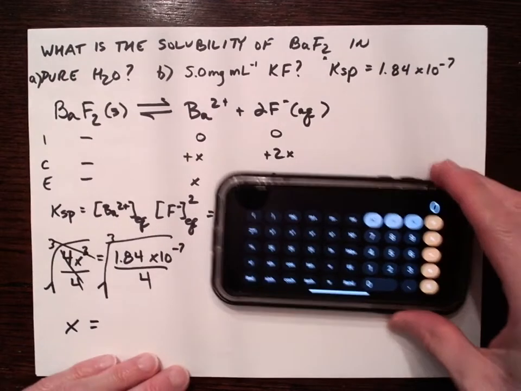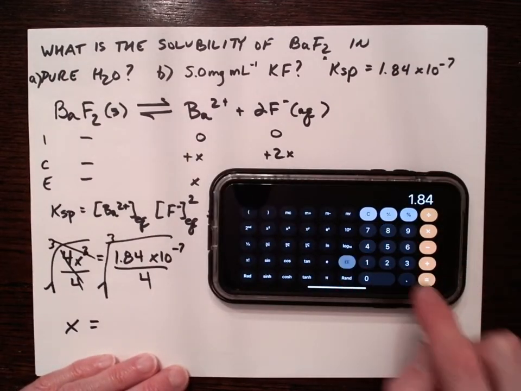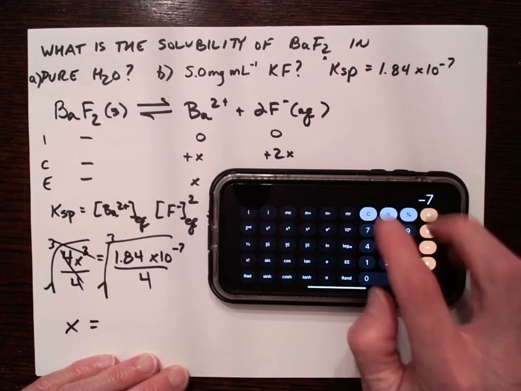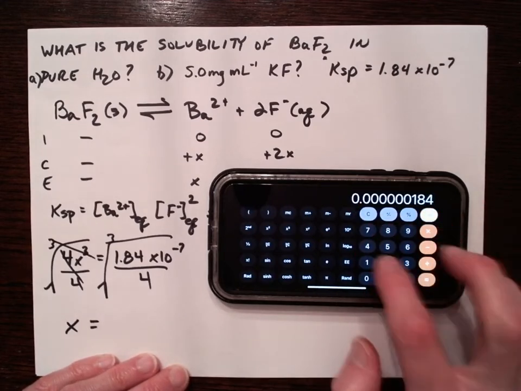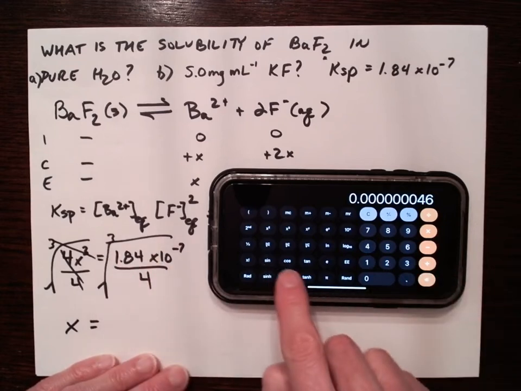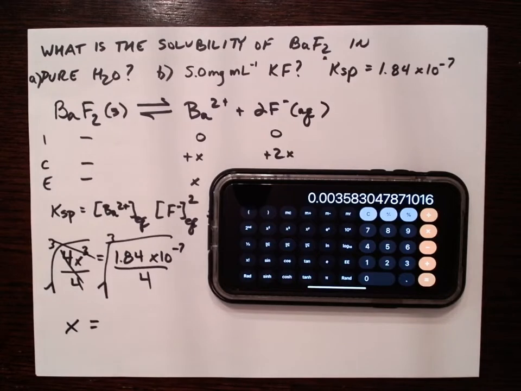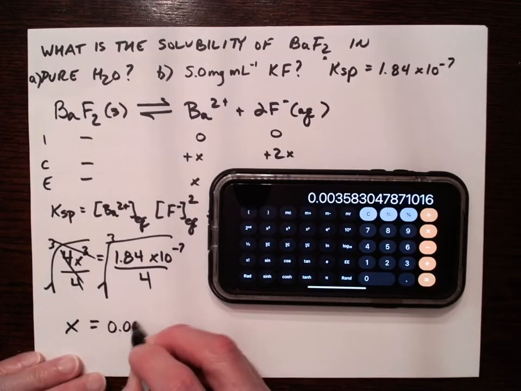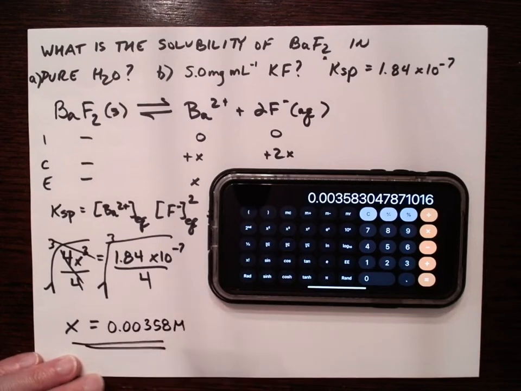So let's see. I'm going to take 1.84 times 10 to the negative 7. Is that right? Yeah, that is. I'm going to divide that by 4. And now I need to take the cube root of that whole thing. I've got a cube root button right there. 0.00358 molar. That was fairly simple.